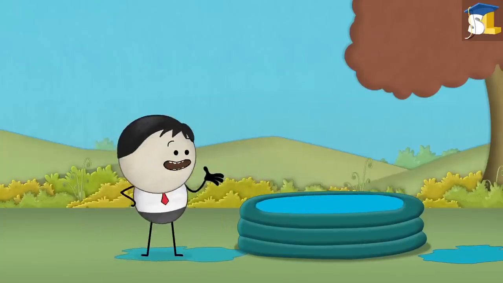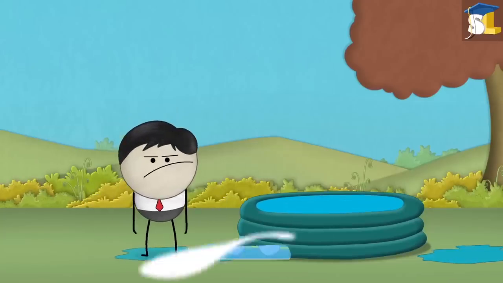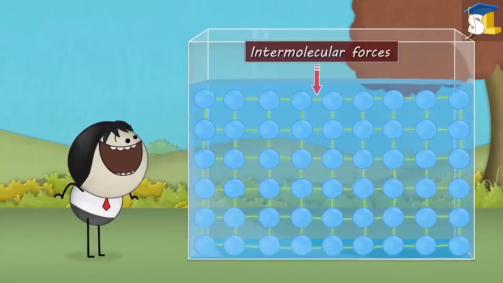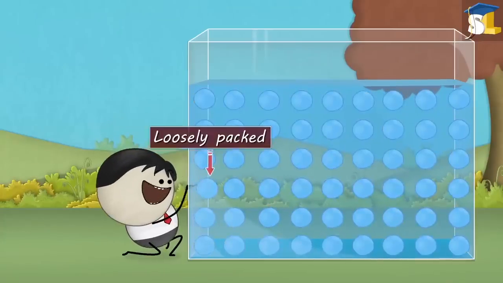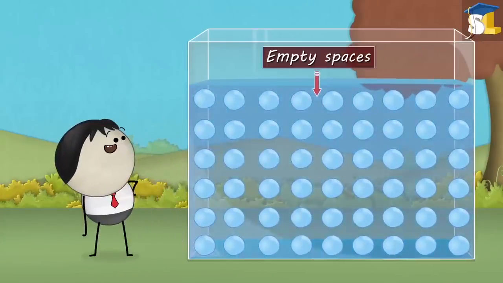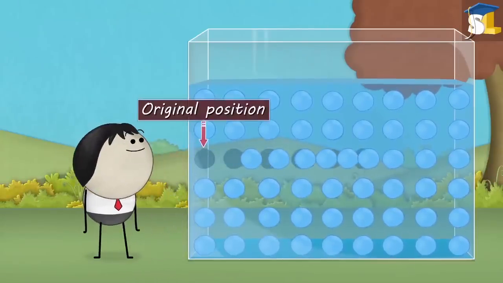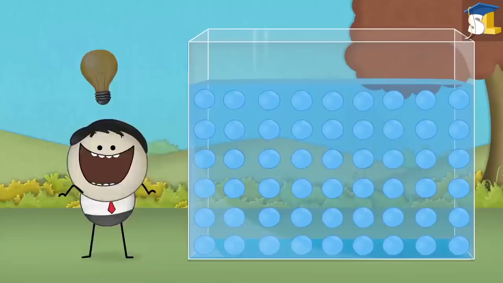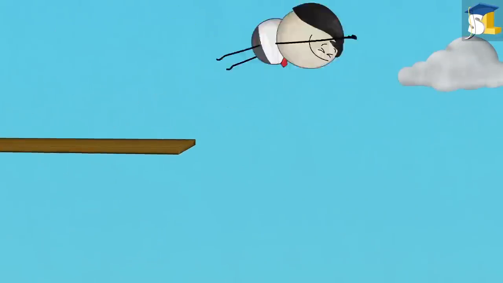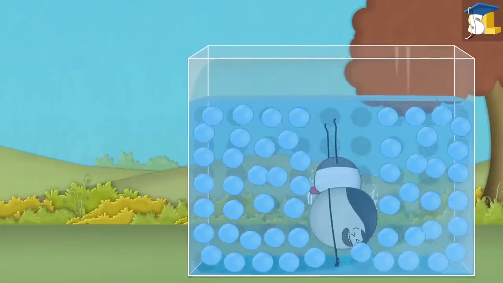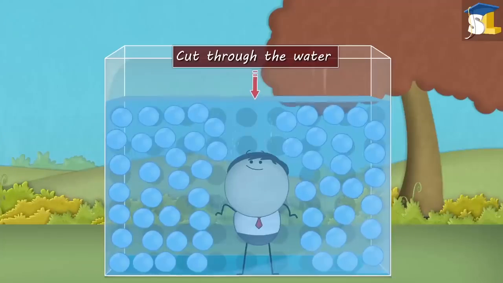Boo! This means I'm the strongest of all. Oh, please listen. Since the intermolecular forces are not strong, the molecules of a liquid are loosely packed and they have empty spaces in between them. As a result, the molecules can be displaced from their original position. Hence, when a diver jumps into water, its molecules get displaced from their original position and the diver is able to cut through the water.